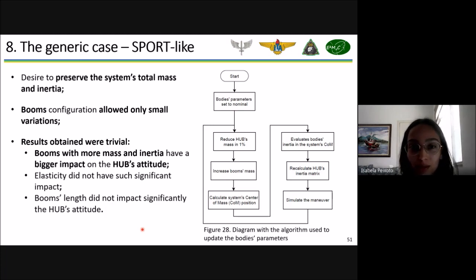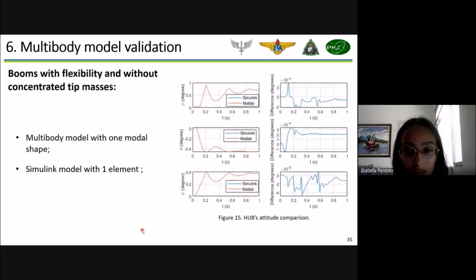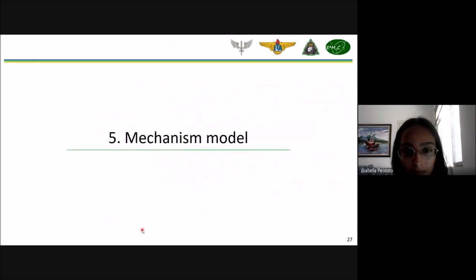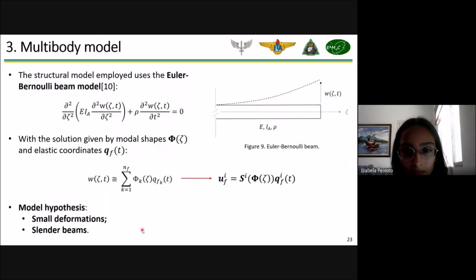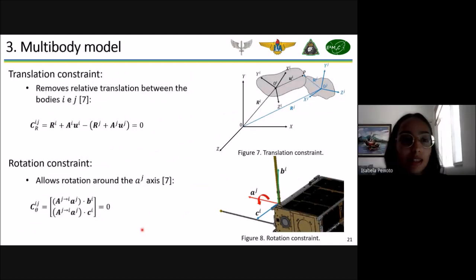E eu fiquei com uma dúvida. Eu não sei se faz muito sentido eu perguntar, mas é só o tipo de coisa que eu não sei. Acho que não é um defeito do seu trabalho. No slide 21, você colocou essa subtração dos dois sistemas, né? Chegar no ponto P por um ou pelo outro, e se a subtração for zero, isso traduziu a restrição dos 3 graus de liberdade. Isso mesmo? Eu não entendi.